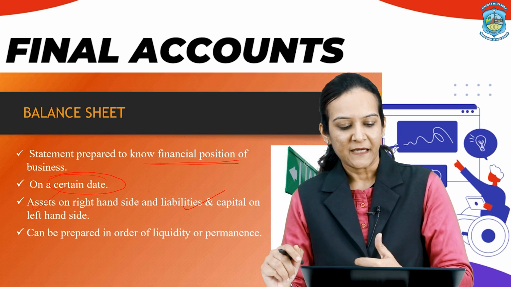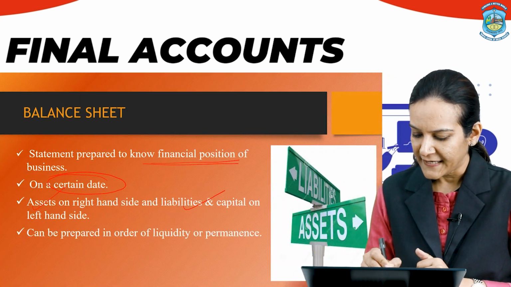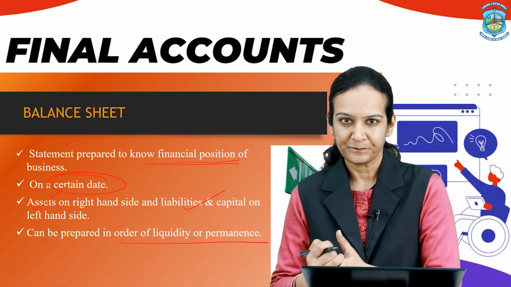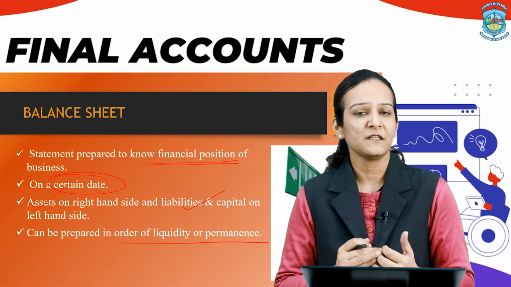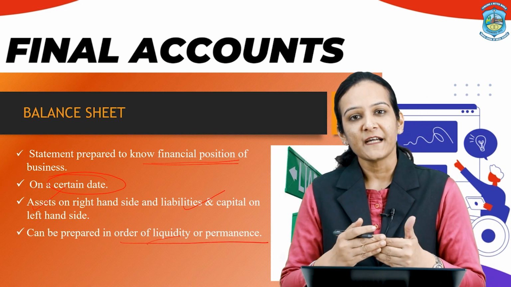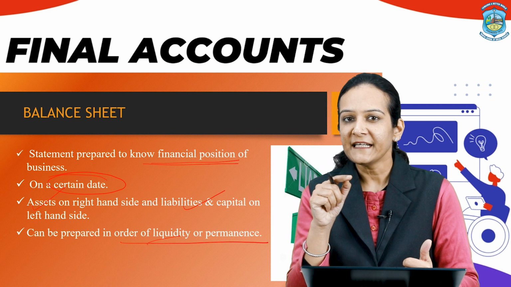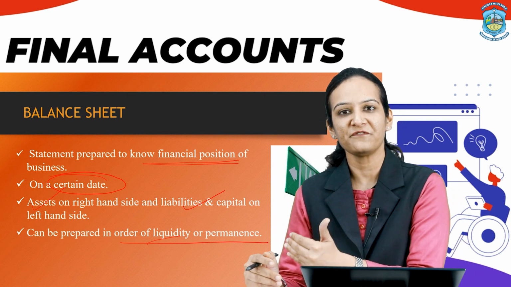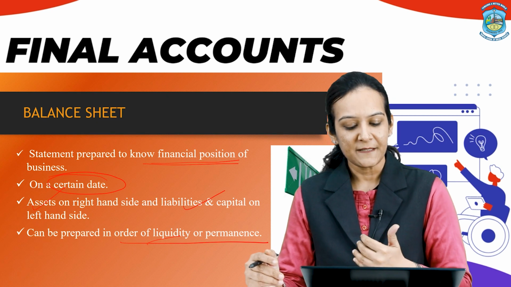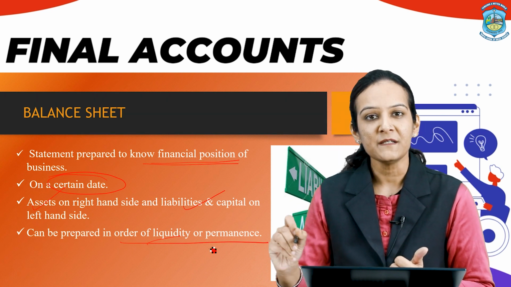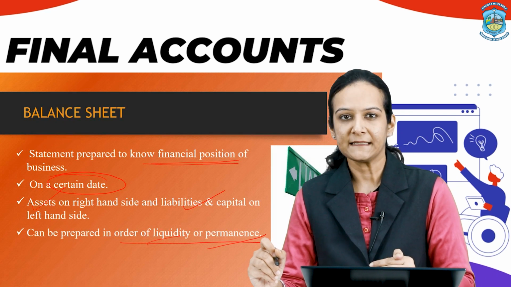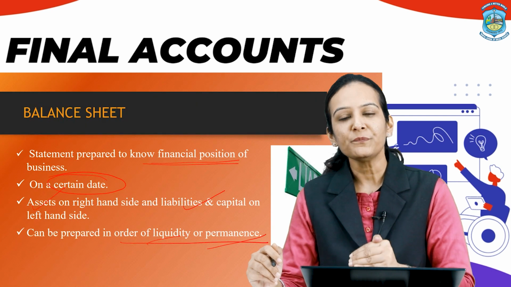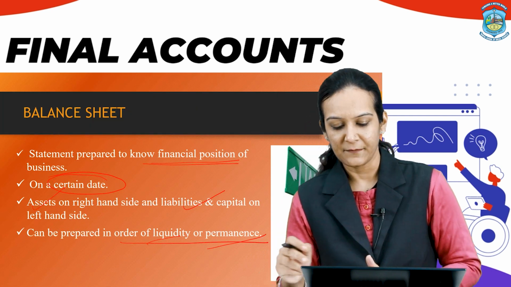Then the balance sheet can be prepared in the order of liquidity or in the order of permanence. When we prepare the balance sheet in the order of liquidity, we write down the liquid assets or current assets and the current liabilities first, followed by the fixed assets and fixed liabilities. And when we prepare the balance sheet in the order of permanence, we write down the permanent assets, or you can say the fixed assets and fixed liabilities first, followed by the current assets and current liabilities.